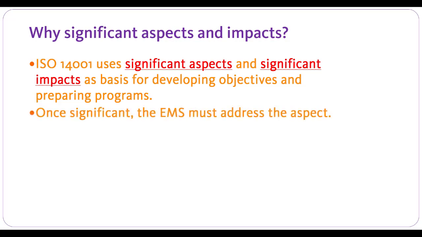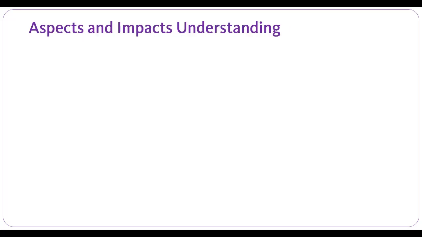And once you've worked out those significant aspects, the EMS needs to address that aspect. So your environmental management system must address your significant aspect based on the criteria that you set on the previous screen. Because once you've set your significant aspect, you then define and put in objectives to maybe reduce that aspect and reduce the significance of the impact that that has on the environment.